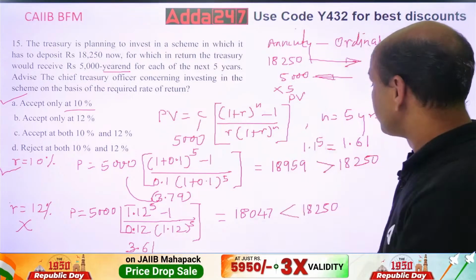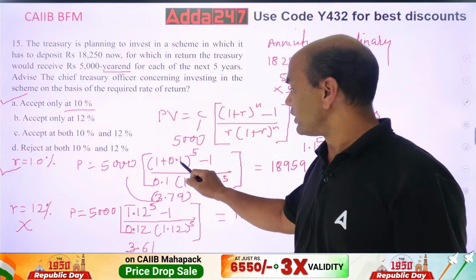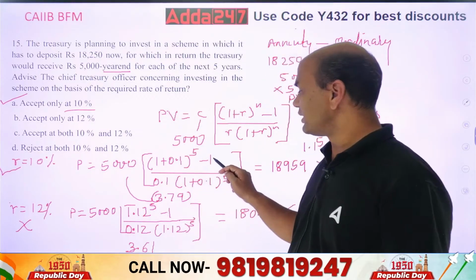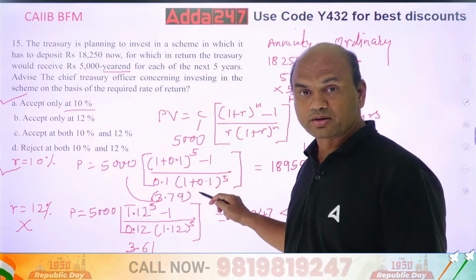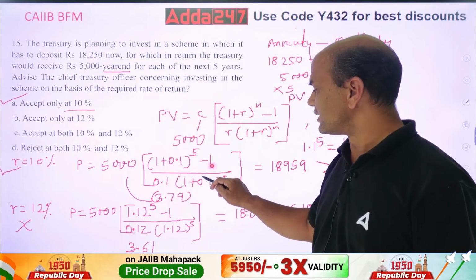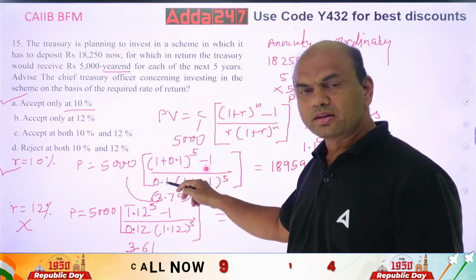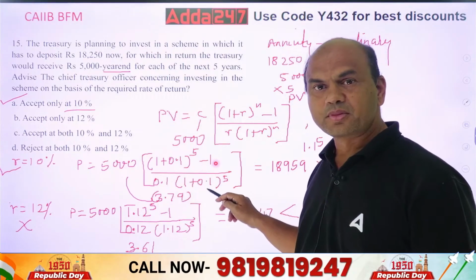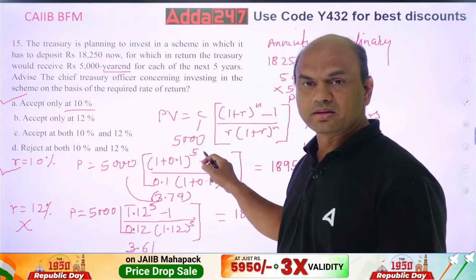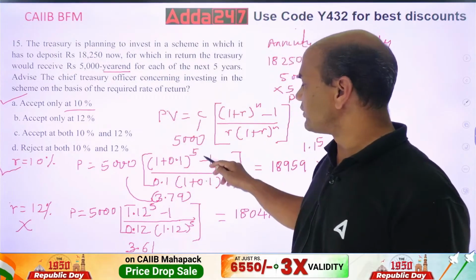So do it now. That is 1.61 over here minus 1. 1.61 minus 1 is equal to 0.61. So 0.61 divided by, again over here, 0.1 into 1.61. This is again 1.61. So 0.61 upon 0.1 into 1.61. Do it everyone on the calculator. So this will become 6.1 upon 1.61. Get the answer.